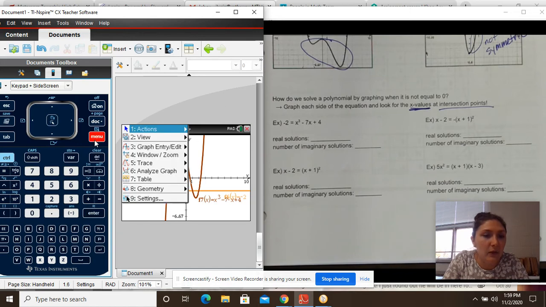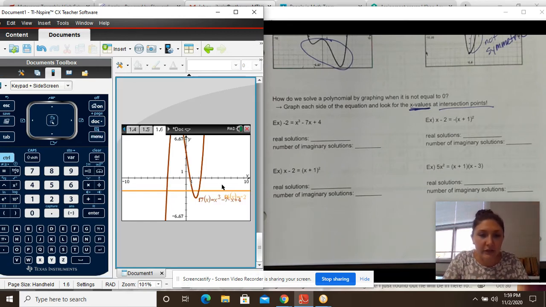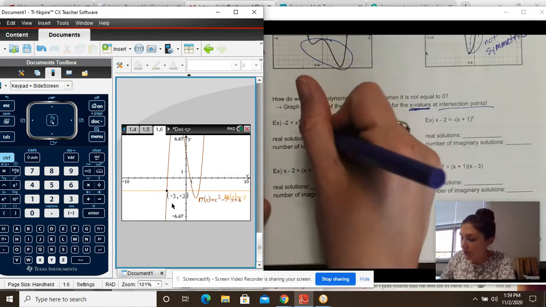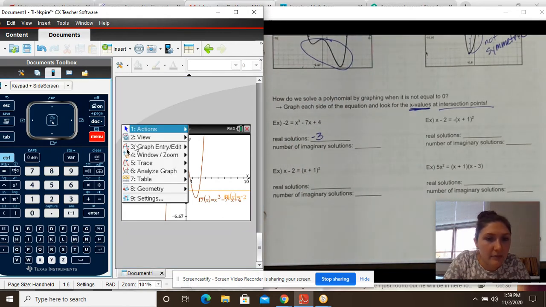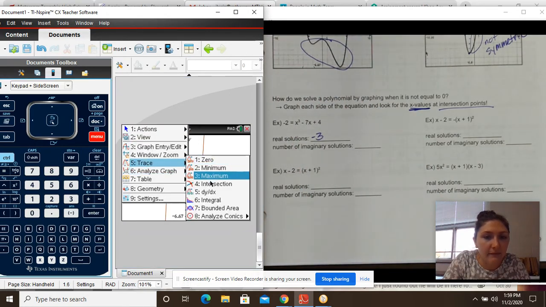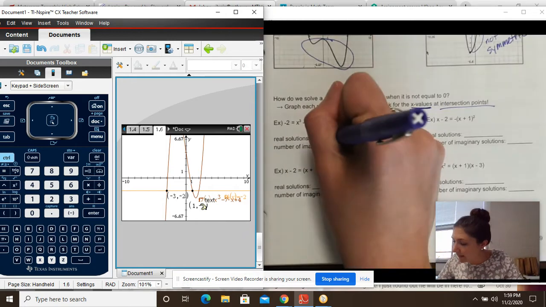So to find that, I'm going to go to Menu, Analyze Graph, and this time I'm looking for intersections because I want the spots where those two graphs that I made intersect. And just like with our zeros, we have to find them one at a time. So my x value there is negative 3. And then let's find another one. Menu, Analyze Graph, Intersection. Here's another one at, looks like positive 1.